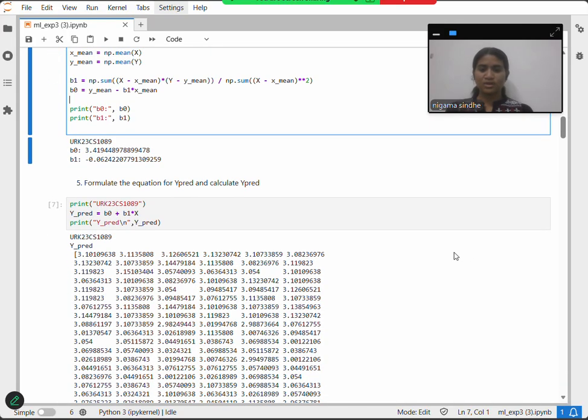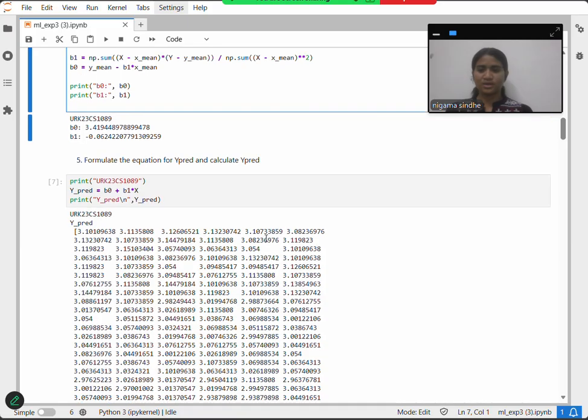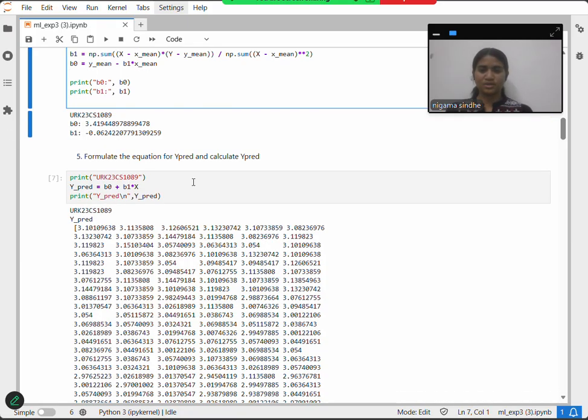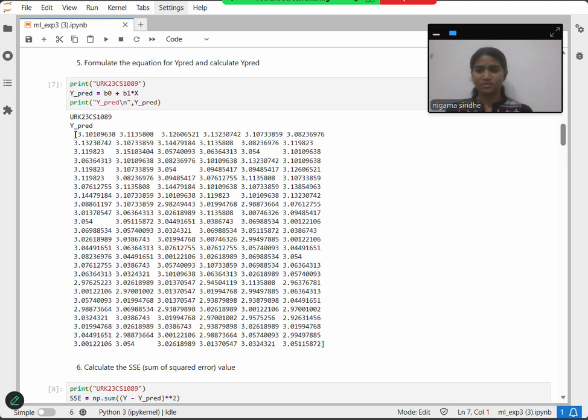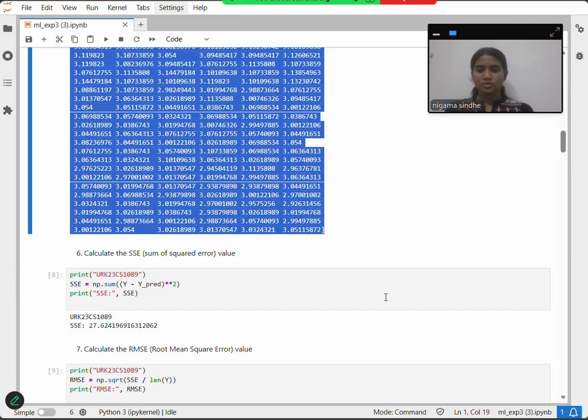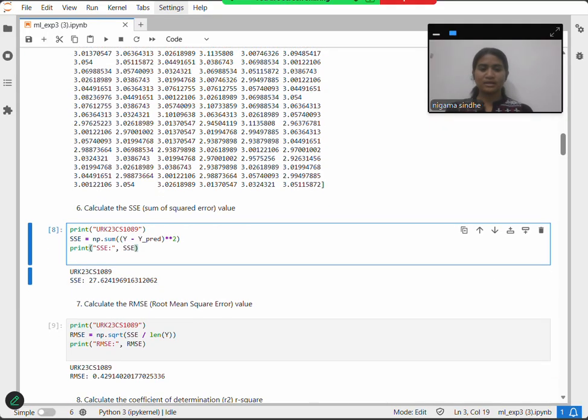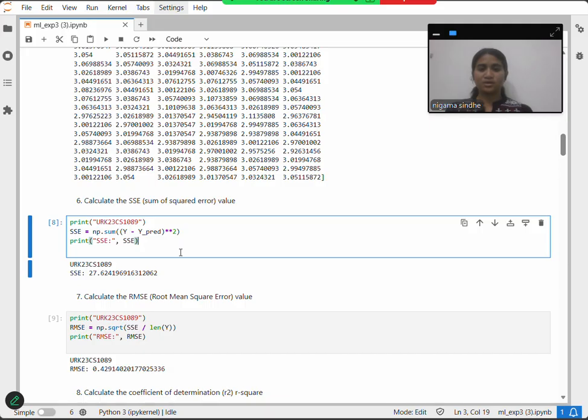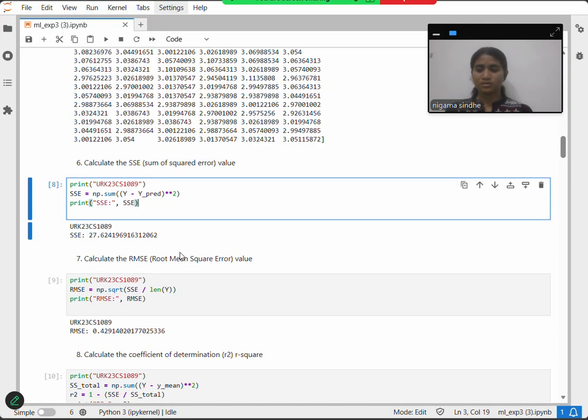Next, we are going to formulate the equation for y predict. Y predict equals b0 plus b1 into x. So here we get the y predict for all the rows in the dataset. Once after this, we are going to calculate the SSE, which is known as the sum of squared errors. In this step, we measure the total square difference between the actual and predicted values using np.sum, which is known as the sum function.